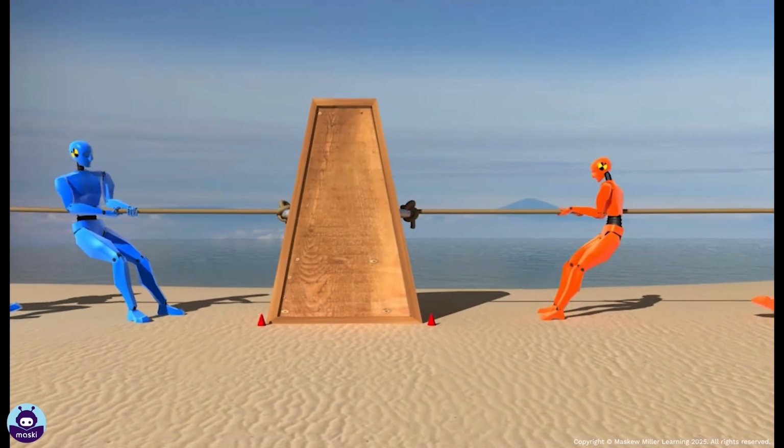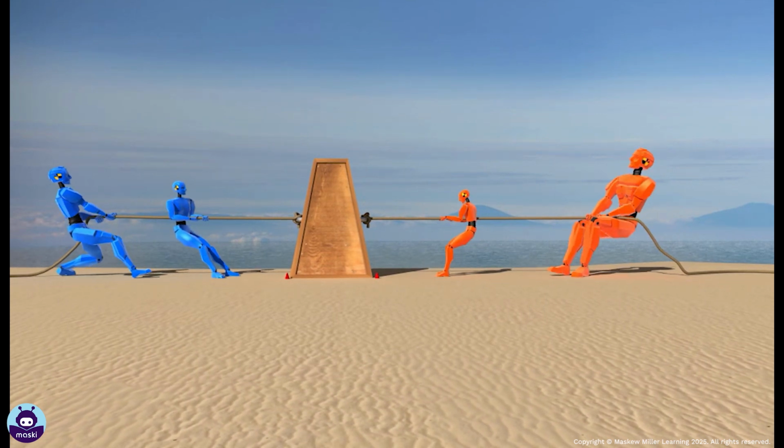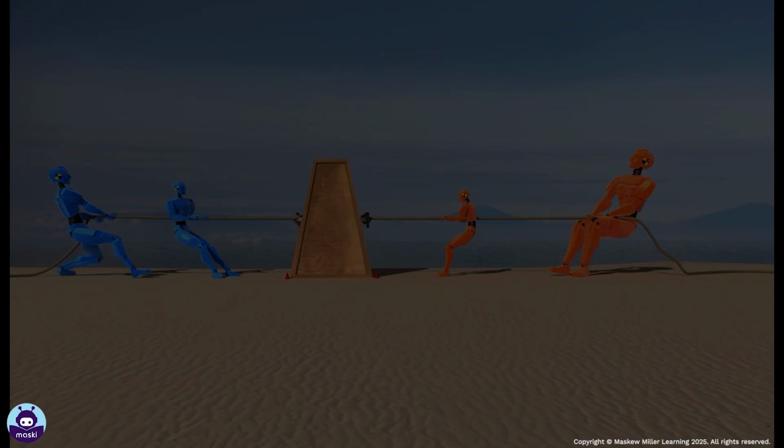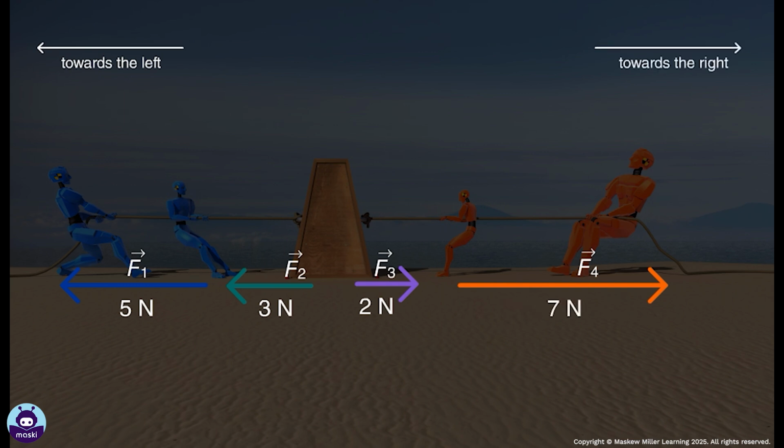Consider a box and 4 people engaged in a tug-of-war on a beach. The box is in the middle, with 2 people on either side, pulling the rope on their side towards themselves. On the left of the box, the forces vector F1 and F2 have magnitudes 5 Newton and 3 Newtons respectively. They are acting to the left. On the right of the box, the forces vector F3 and vector F4 have magnitudes 2 Newton and 7 Newton respectively. They are acting to the right.